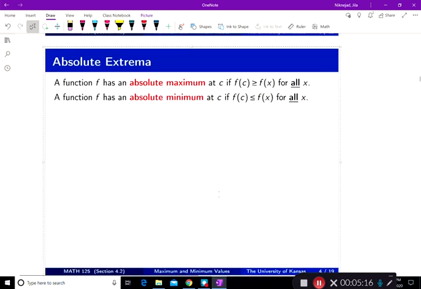Now let's discuss absolute maximum and absolute minimum. A function has an absolute maximum at c if f of c is bigger than or equal to f of x for all x, not just the neighborhood, but all x. And a function f has an absolute minimum at c if f of c is less than or equal to f of x for all x.